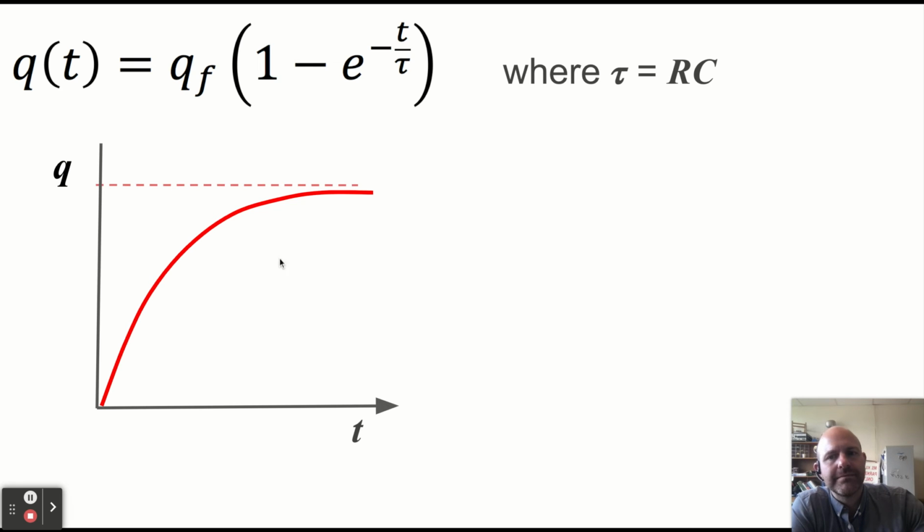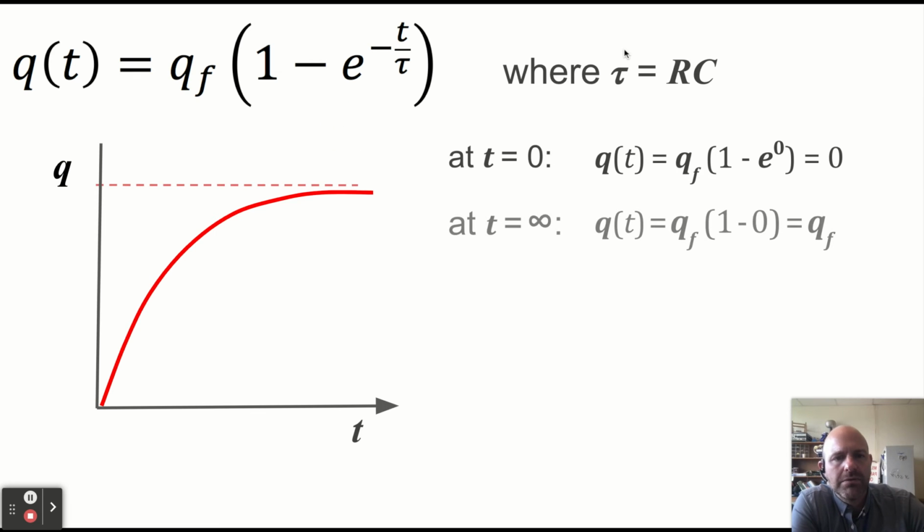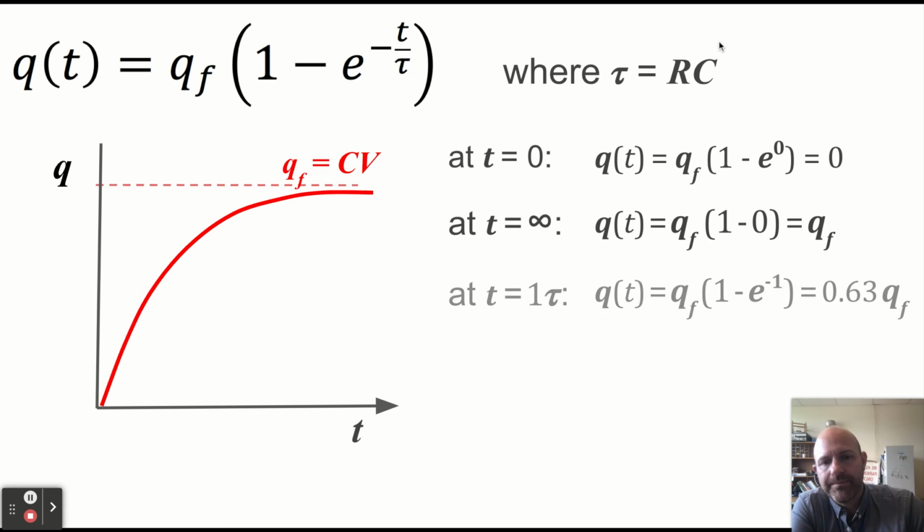This is the graph. This is the shape. It's a decay function approaching the final value of charge on the circuit. So at time 0, it's e to the 0, right? So that's 1. So we get 1 minus 1, 0. At time infinity, we get Q final. Those are the extremes. And this stuff at the initial and the final is what we already looked at, the initial and final states of a capacitor circuit.